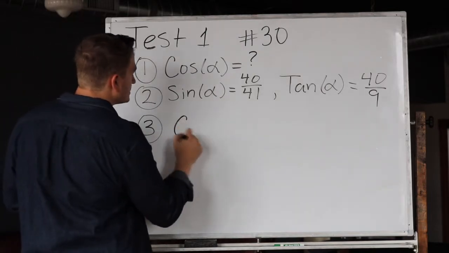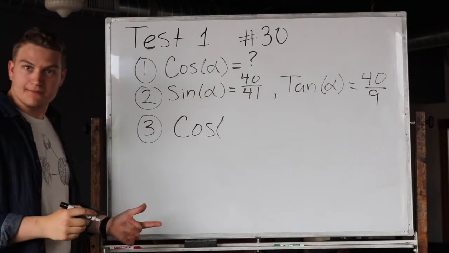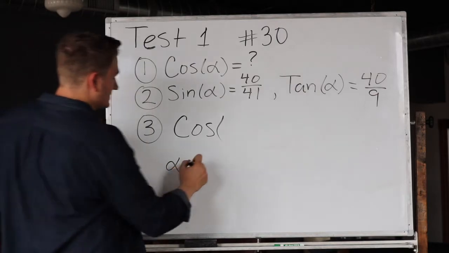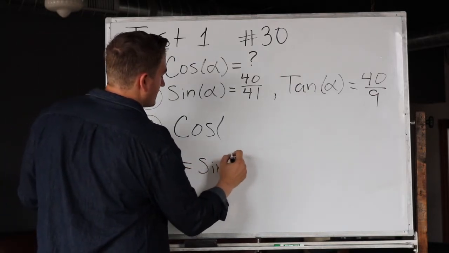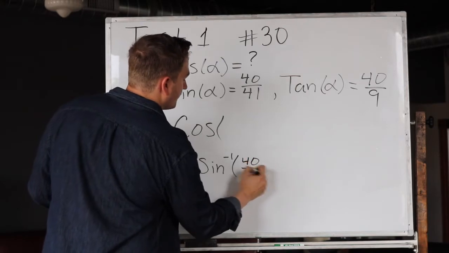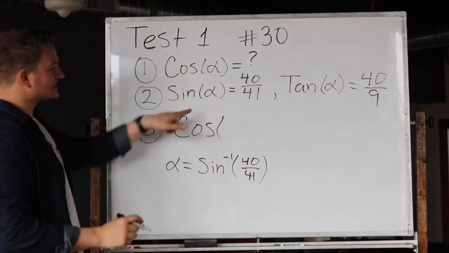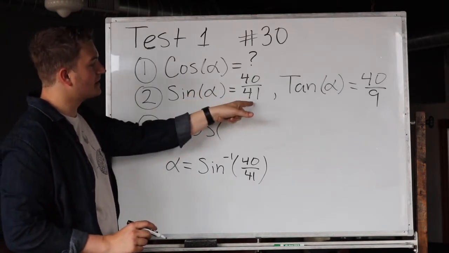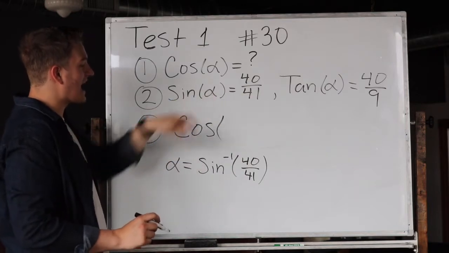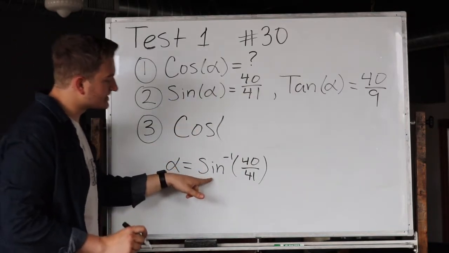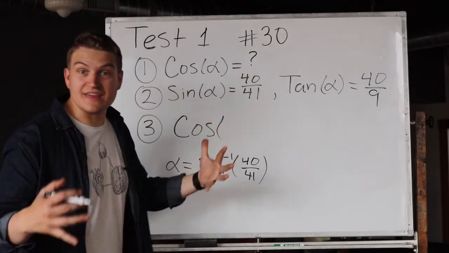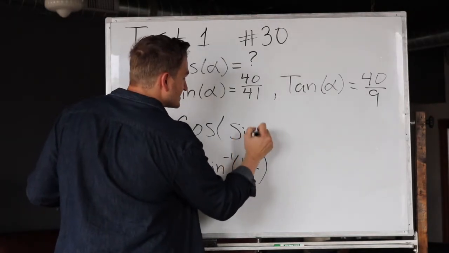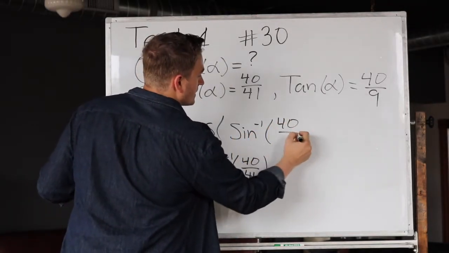We want to find the cosine of alpha, right? And alpha is the inverse sine of 40 over 41. Since sine of alpha is 40 over 41, in order to solve for alpha, we could do the inverse sine of 40 over 41, and that will give us alpha. So if alpha is equal to inverse sine of 40 over 41, then cosine of alpha is the same thing as the cosine of the inverse sine of 40 over 41.